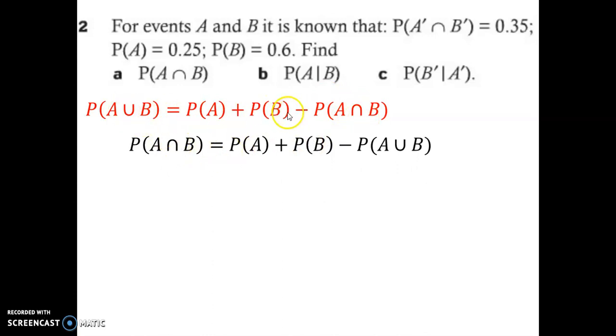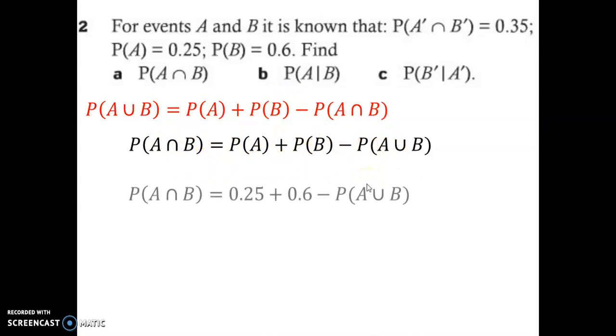I took this formula, however, and rearranged it, right? Because if we're solving for the intersection, we want this intersection to be what the formula is all about right here. So I took this, moved it over there, took that, moved it to the end here, and I've just rewritten the red formula in this form with these two things swapped.